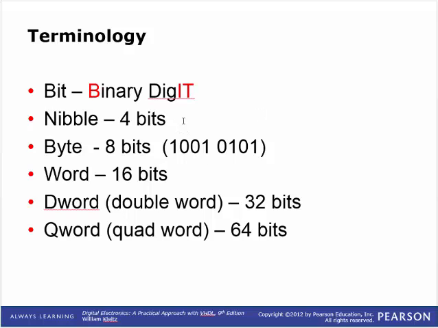A nibble is 4 bits, so 4 bits together makes a nibble. A byte, B-Y-T-E, is 8 bits, and I gave an example right here. There's 8 bits. 8 bits makes a byte. A word generally is 16 bits. A D word is a double word, is 32 bits, and a Q word, quad word, is 64 bits. D word and Q word are a little more obscure, and so is nibble for that matter, but nevertheless they are genuine terms in the digital world.